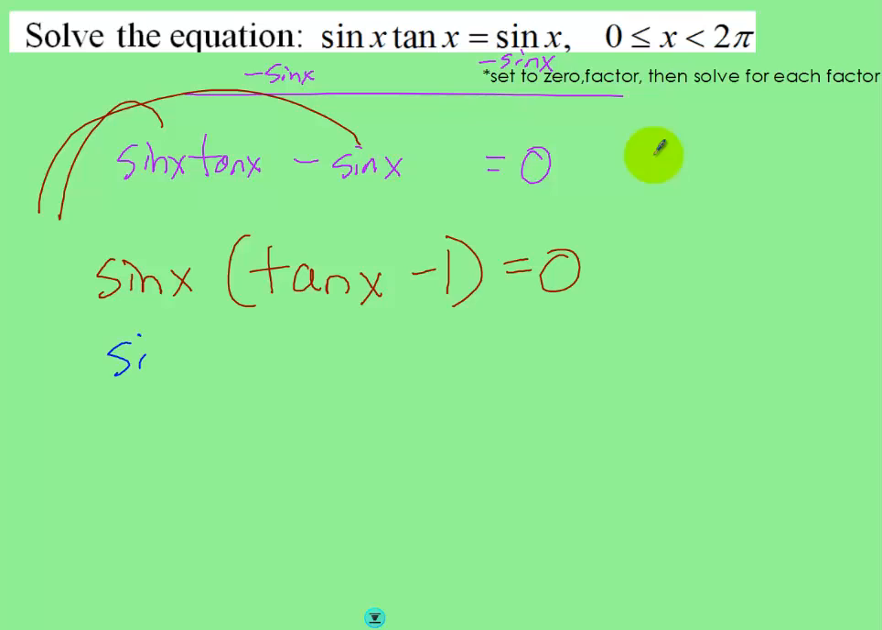So we have 2 factors. We have sine of x equals 0 and tangent of x minus 1 equals 0. Or another way to write that is tangent of x equals 1. Added 1 to both sides. So I've got to solve each of these equations separately.